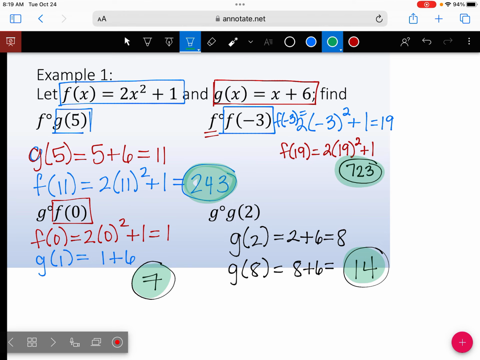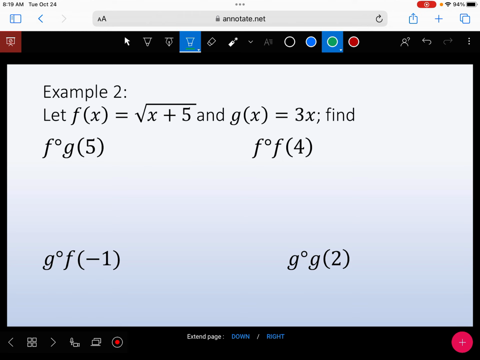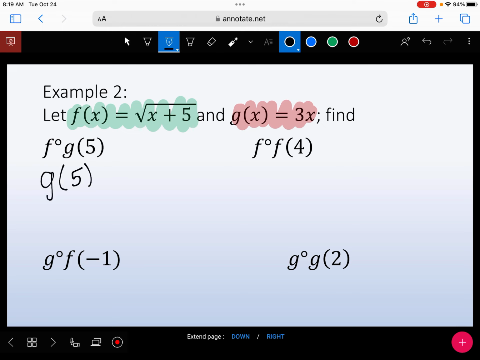Okay, so now let's do that again, and this time we're going to use 2 different functions. So we have our f function, and we have our g function. So f and g. So what this is telling us to do first is start off with the g function. Go ahead and find g of 5, which would be 3 times 5, which is 15. And now take that 15 and put it into your f function.